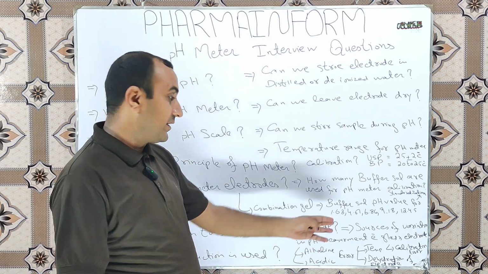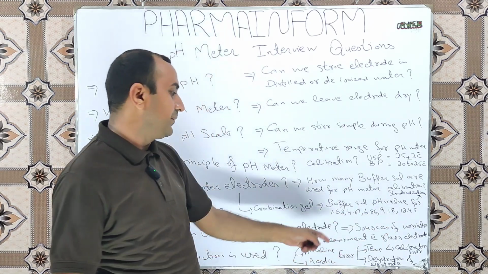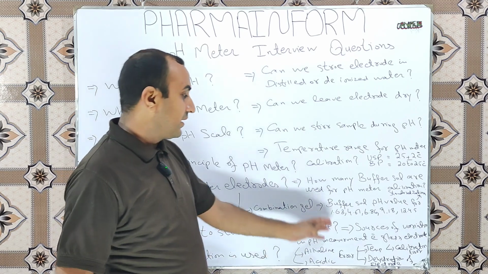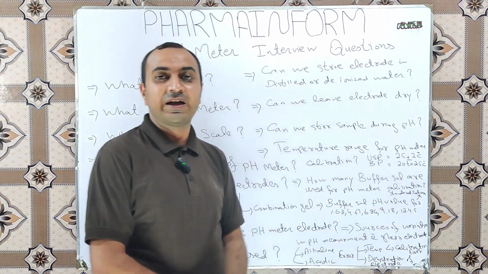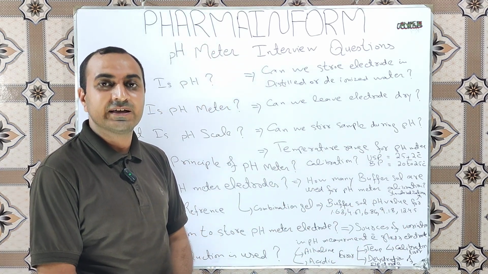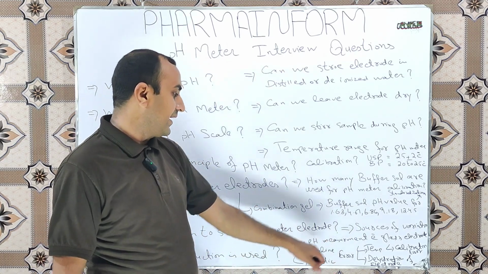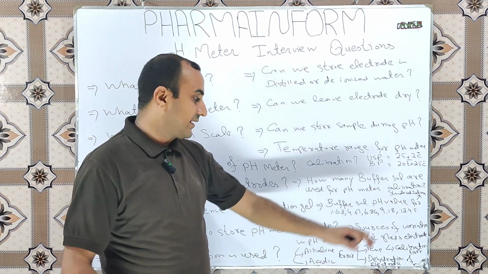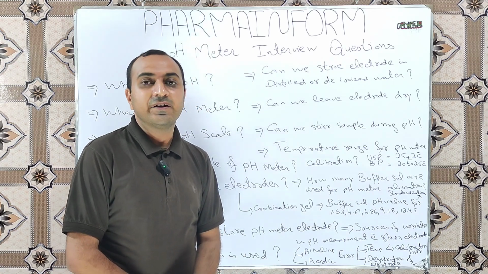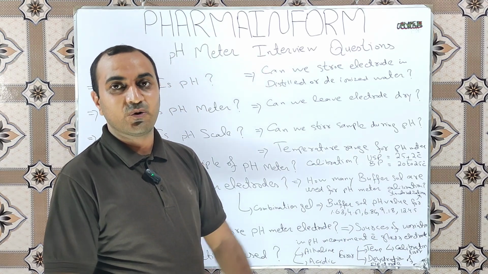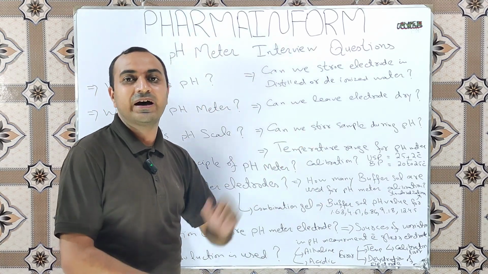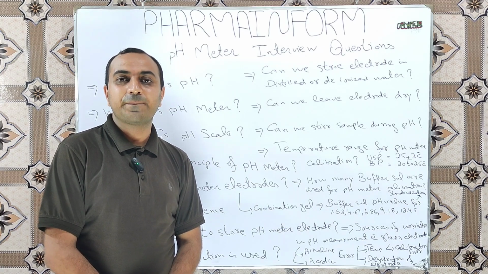Next question is, what are the sources of variation in pH measurement with the glass electrode? There are 5 sources of variation in the measurement, and these may be the alkaline error, acidic error, temperature error, calibration error, and dehydration of the electrode. These are all most commonly asked interview questions related to the pH meter.